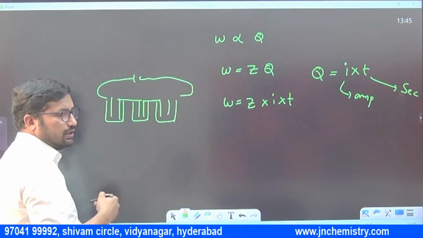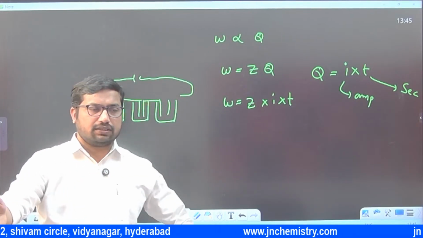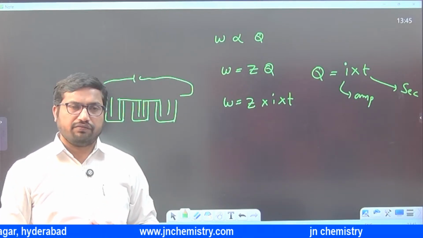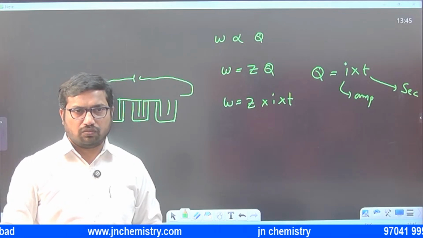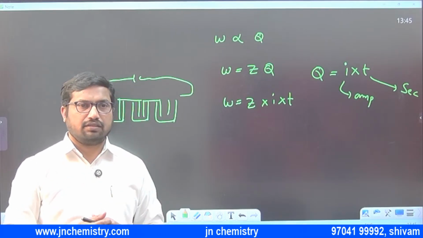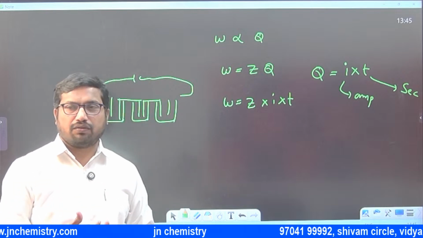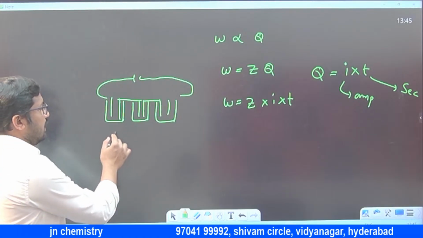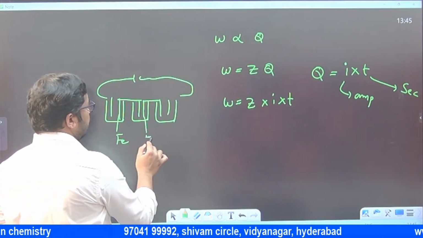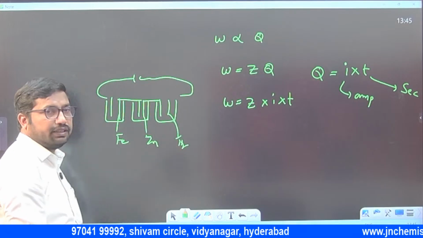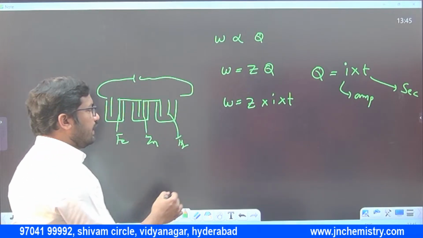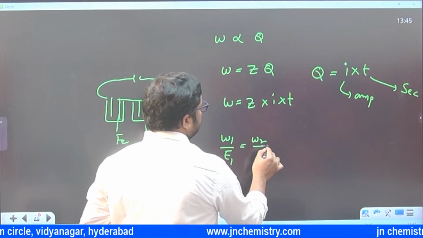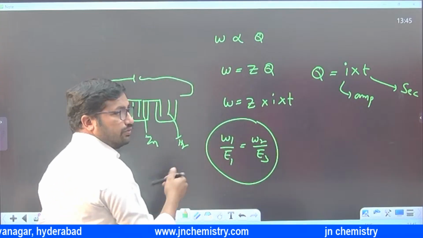For example, see, 3 students are there in front of me. I'm teaching all of them the same. Will they understand the same? No. Based on their capacity, their background, their basics, their fundamentals, they'll learn. Here also, for example, here is iron, in this case somewhat zinc, somewhat hydrogen, whatever it may be depositing. So based on their equivalent weight, W1 by E1 is equal to W2 by E2, W3 by E3, like that.